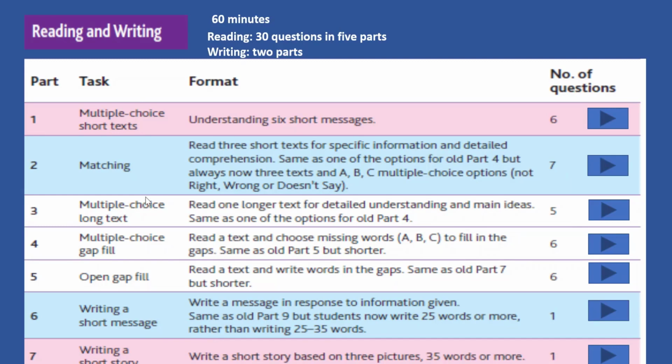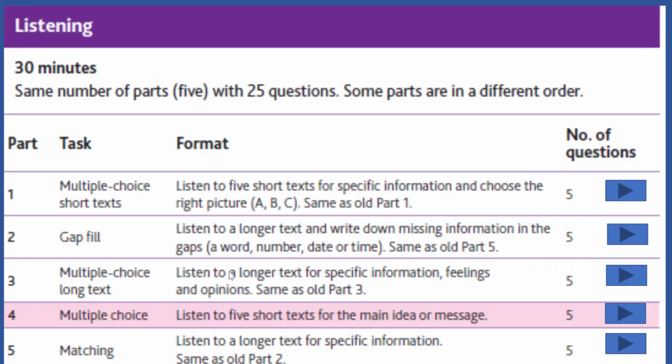That's for the reading and the writing section. Now let's move to listening. The listening also includes 5 parts. In part 1, you have multiple choice short texts. Students listen to 5 short texts for specific information and choose the right picture A, B, or C. The same as old part 1. So students are familiar with this type of question.